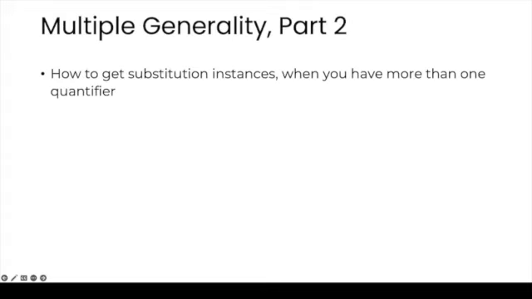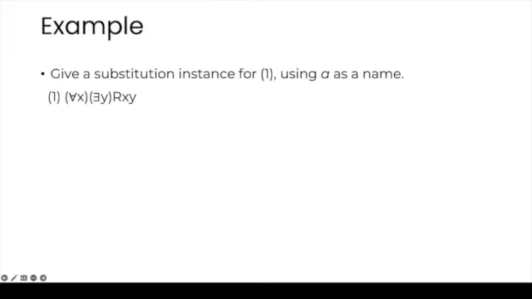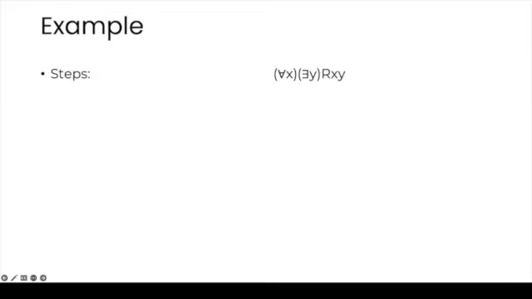So, how do you get substitution instances when you have more than one quantifier? Let's see if we can provide a series of steps. So suppose that I tell you, give a substitution instance for 1 using a as a name. So let's put it to the one side. And so here are the steps. The first one is to eliminate the leftmost quantifier. And so we're left with this. There is a y, Rxy.